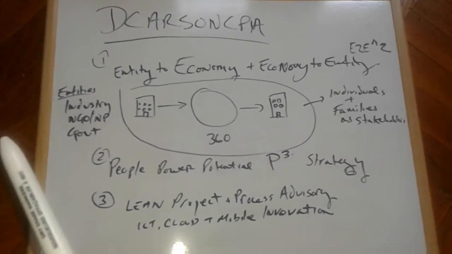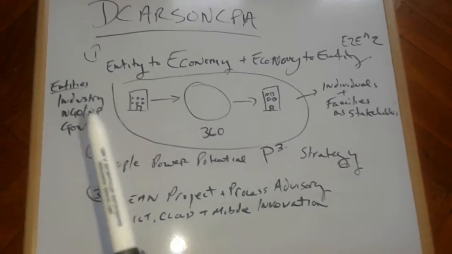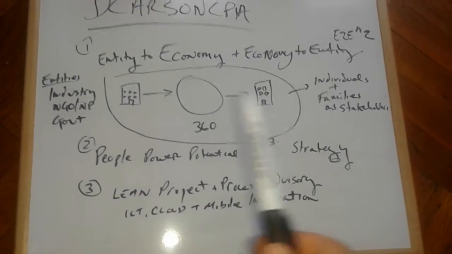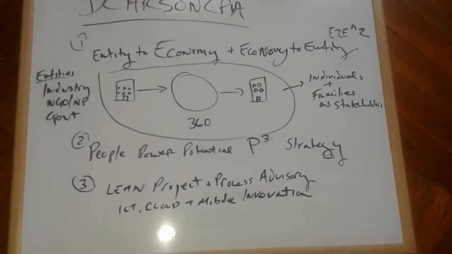Look at the lines of industry, which could be industry, NGOs, nonprofit, and government, and the connecting lines that take those points to the individual, family, and stakeholder points of societal needs in the broader economy.